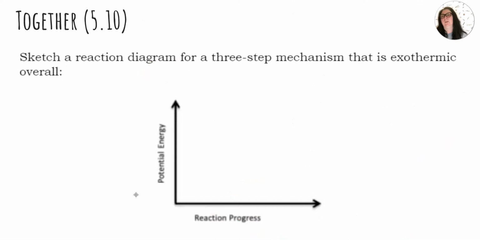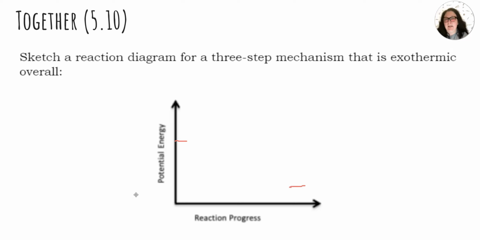Okay, so this is from 5.10. They want us to sketch a reaction diagram for a 3-step mechanism that is exothermic overall. All right, so I'm homing in on this. First steps first, I'm going to start with the basics, which is my reactants and my products. If they just wanted an exothermic reaction, you would be done, right? That'd be simple. But of course, they want us to show the 3 steps. So I'm starting here and I'm ending here.